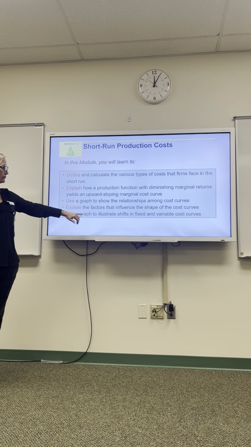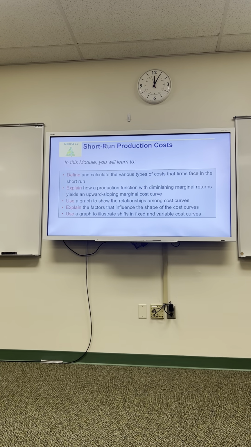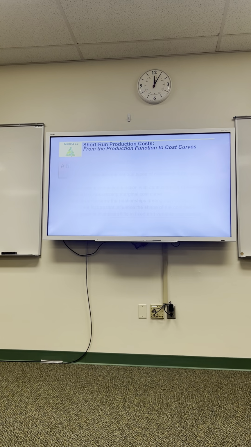And use graphs to illustrate shifts in fixed and variable cost curves. Okay, so there's a lot of cost curves. We're gonna have, at the end of today, 4 cost curves, okay? All right.